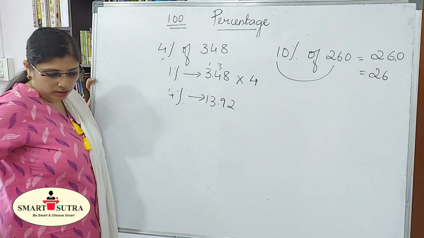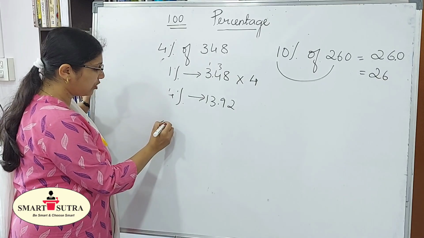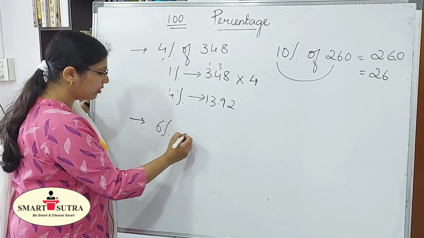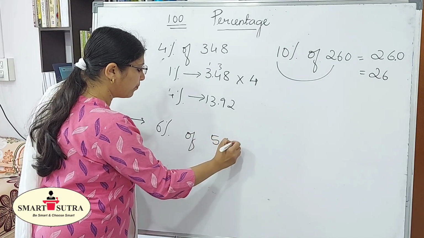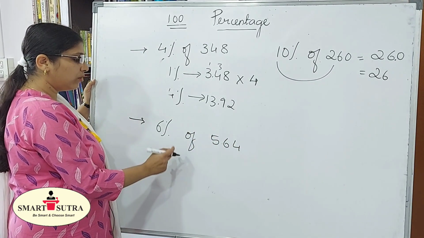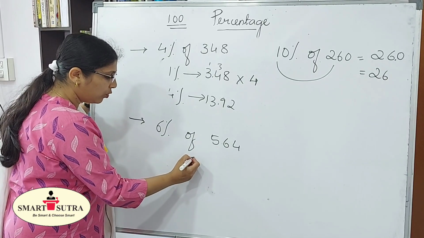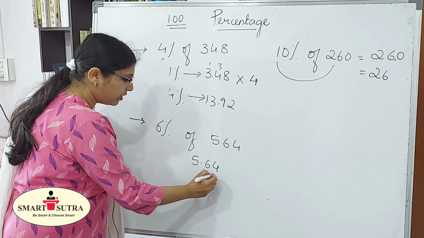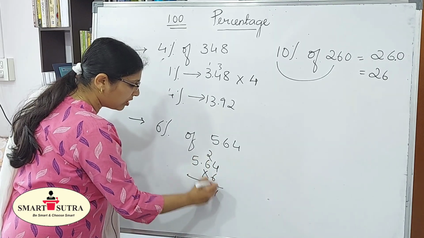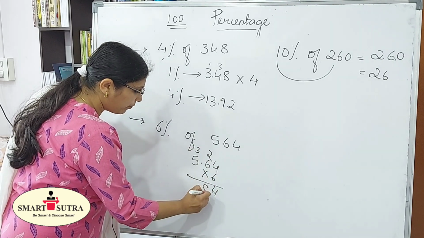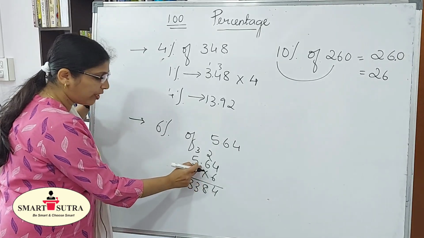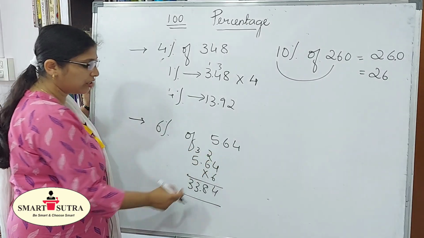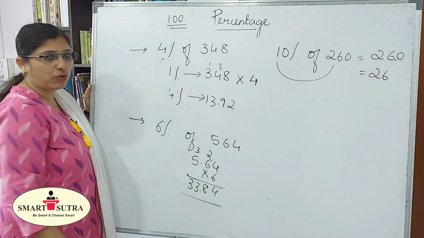Then we'll see the next problem, 6% of 564. We know what 1% of 564 is. 1% is how much? 5.64. We want 6%, multiply with 6. How much do we get? 24, 36, 37, 38, 33. And a point after 2 places. So in one step, we got the answer. So 6% of 564 is 33.84.